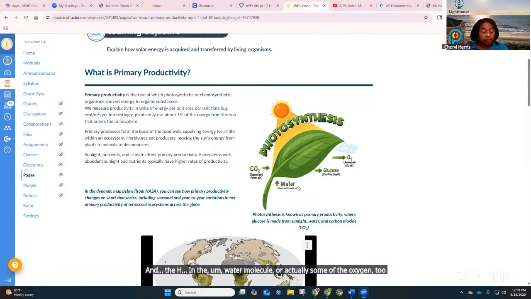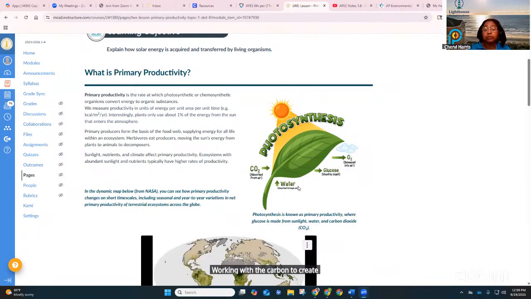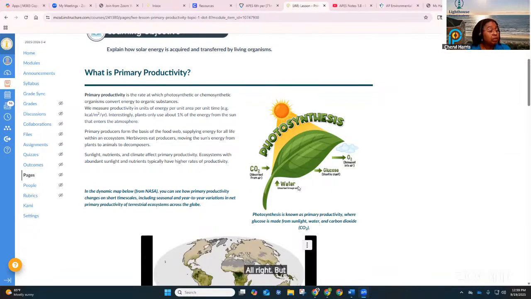So water has H2O. So some of that H2O goes to working with the carbon to create the glucose, which is C6H12O6. That's all the molecules for glucose. And then some of the oxygen is left off by itself and is released into the atmosphere. All right. But all of those molecules come from whatever is taken in.